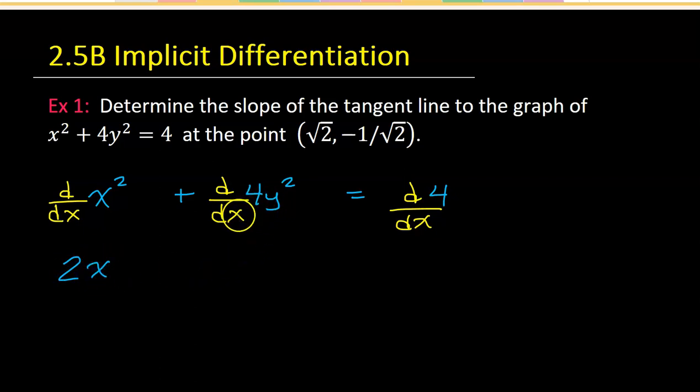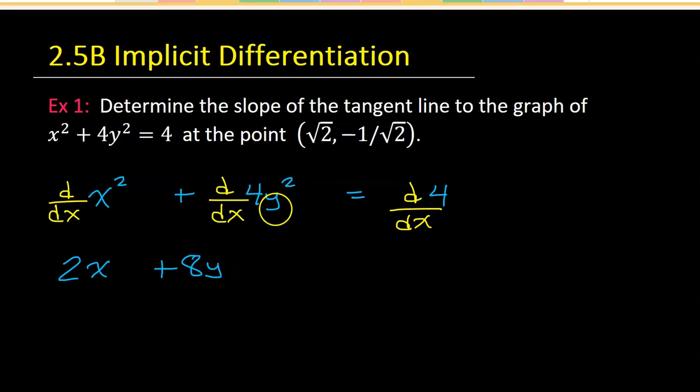But when we get to a term where the variables don't match, this is d/dx, but yet we have a y, we're going to actually have to use the chain rule. So we're going to take the derivative, but this is considered the outer function. So we're going to wind up doing the power rule, and we will have 2 times 4, which is going to give us 8. And then we decrease the power by 1, so we just have 8y.